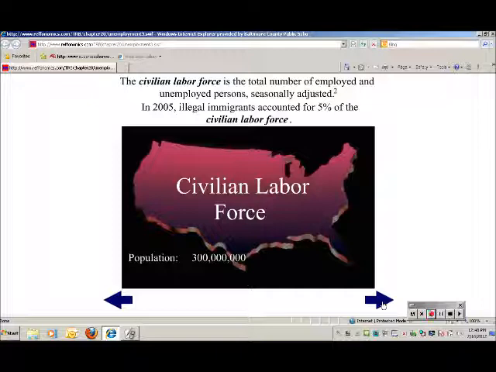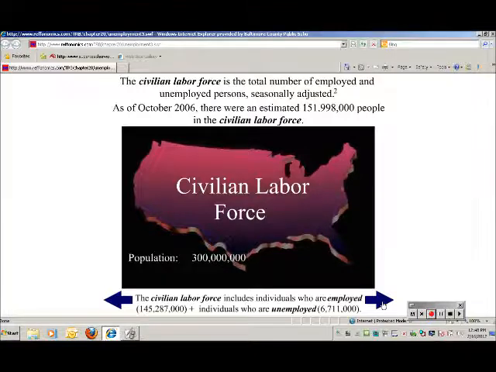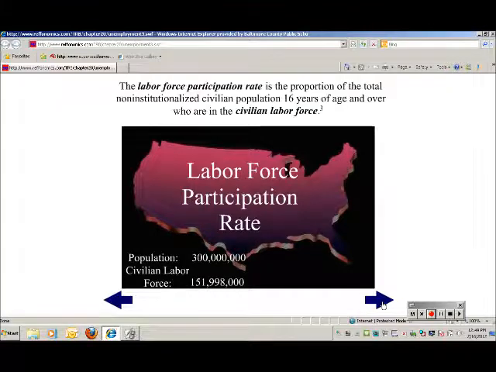We were estimating in 2006 almost 152 million people in the civilian labor force, those people who are employed plus individuals who are unemployed. And you can see the numbers at the bottom there between the two, because we're looking at the total civilian labor force.